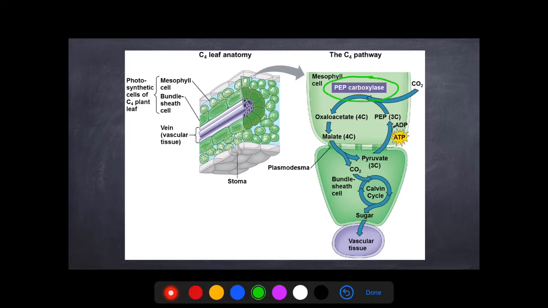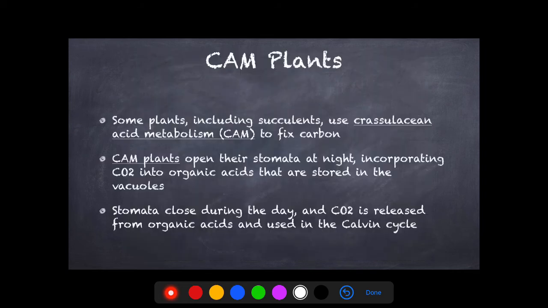So this is an image of what we just talked about. You have PEP carboxylase right here, which helps with the process of creating malate, which will then go through plasmodesmata, which are these little canals right here between each adjacent cell, and then it will go into the bundle sheath. Remember, it starts off in the mesophyll, enters the Calvin cycle to make sugar, and then it will go into the vascular tissue, which will transport sugar to other areas of the plant.